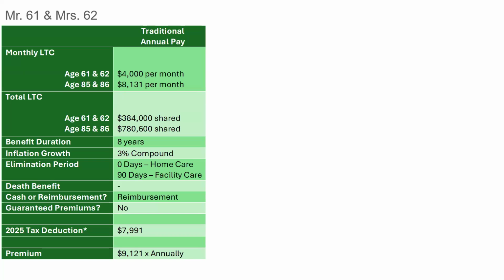And so for 2025, those age limits are right around $9,000, a little over $9,000 if you are 61 to 70. And you can look up what the max deduction is based on age band.